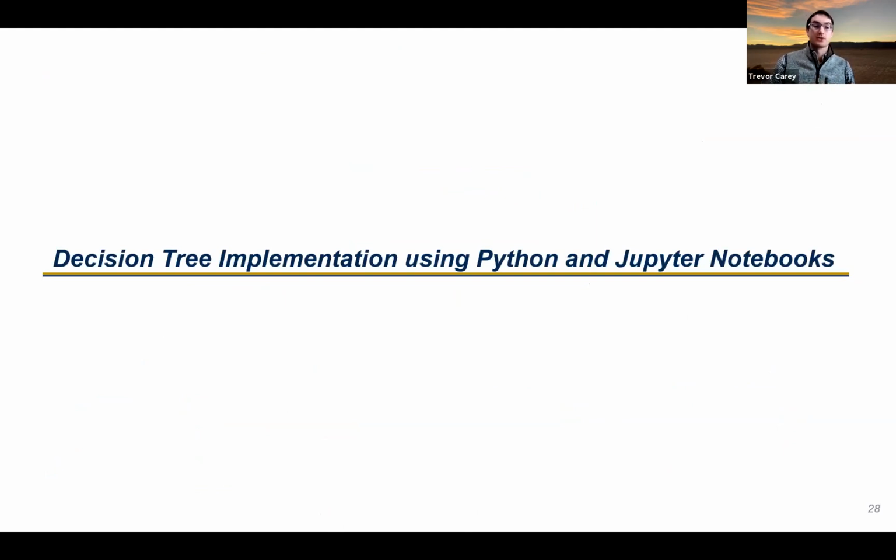So now I'm going to walk through a decision tree implementation using Python and Jupyter notebooks. This is going to be a higher level talk, thinking about this as pseudocode rather than implementation of specific aspects of code.